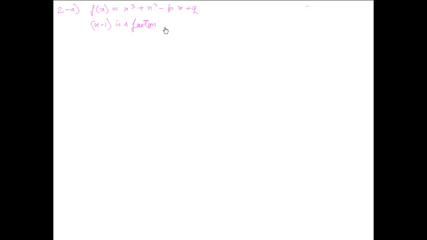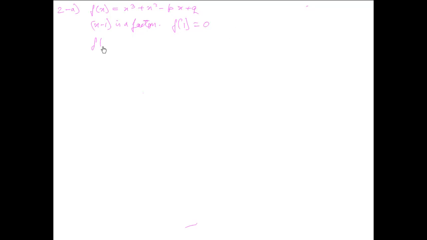That means x minus 1 equals 0, x is equal to 1, so f of 1 would come out to be 0, children. f of 1 would come out to be 0 since it's already a factor. And they've also given us f of negative 1 equals 18, so we substitute them one by one.